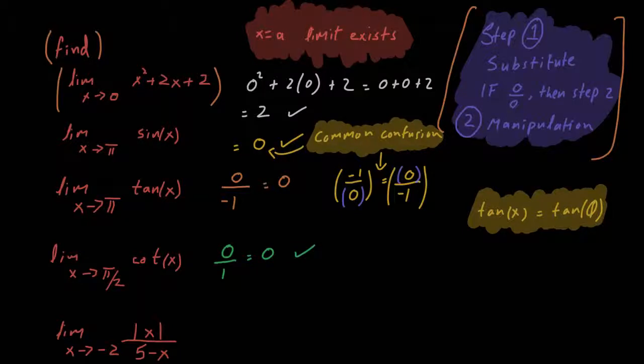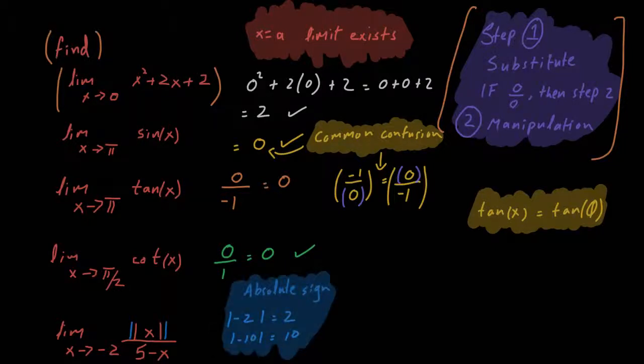For the last question, this is the absolute sign. It simply means that anything in the absolute becomes a positive. So if we have -10 in the absolute, it will become 10. Let's try solving the question.